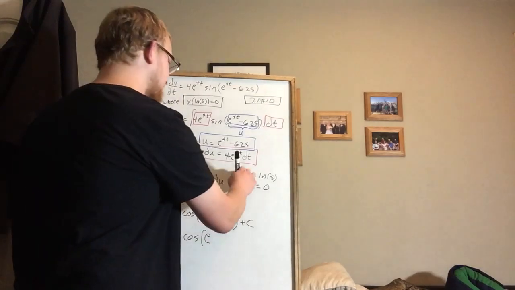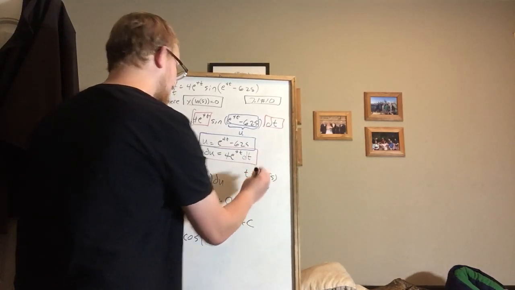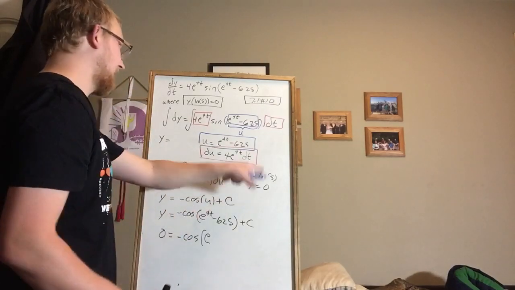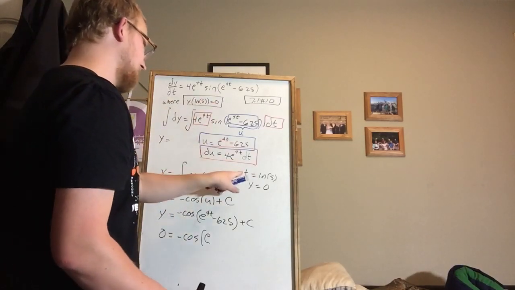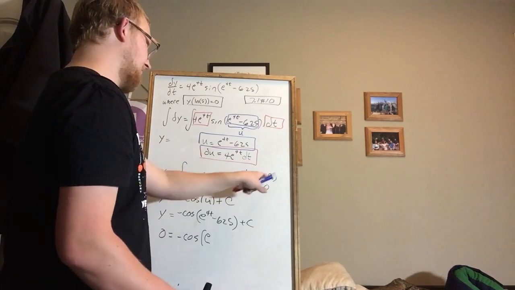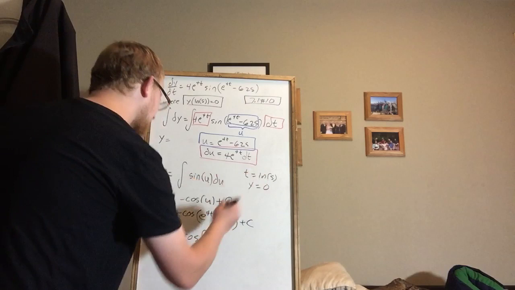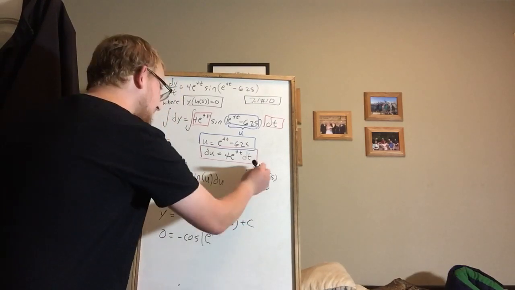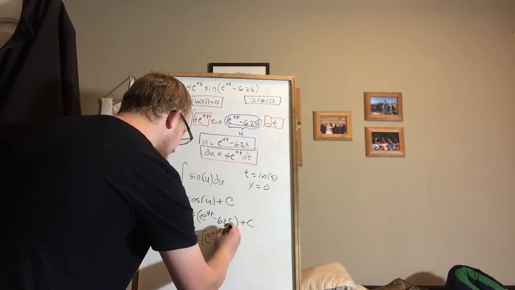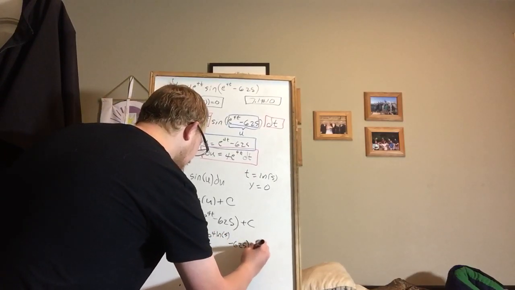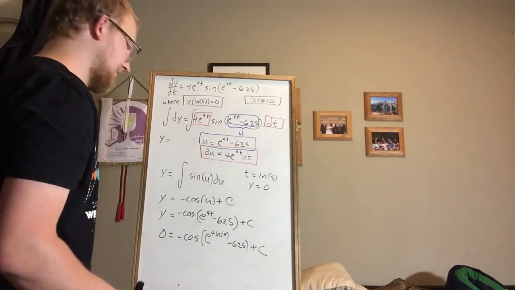of e, oh, and I'm sorry, this is t. I keep screwing that up. Our independent variable here is t. When we plug in ln of 5 to y, we get out 0. Plug in ln of 5 to the function that's in terms of t, and we get out 0. So 4 times t, well, t is ln of 5, minus 625 plus c, all equals 0.